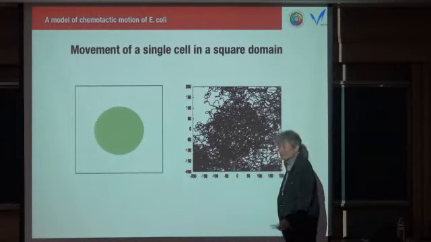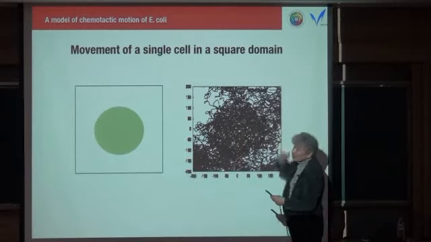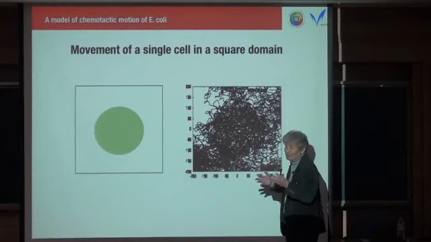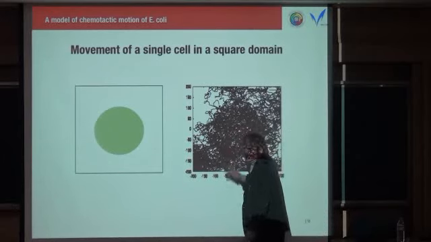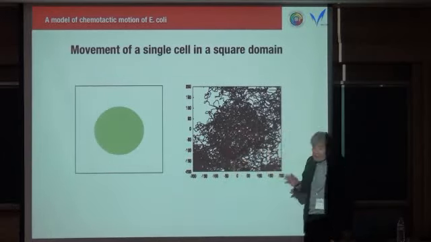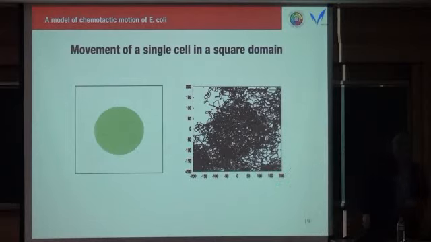This is a simulation of an individual-based model. This is just a single cell, but if there are maybe 10,000, for instance, then it's a high density. So this is a sort of result for E. coli.